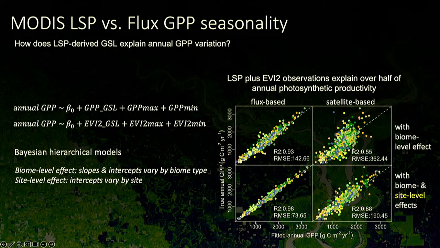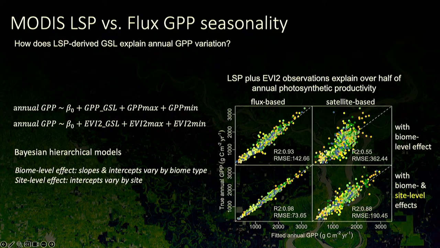So look at the first column. This is the flux-based model. It's the first model here. You can tell R square is pretty good, right? This is the biome level effect. This is once you add site level effect, pretty good, right? But this model is useless because you have to know what's the maximum GPP, what's the minimum GPP, to model this. If you already know this information, you don't need this model, right?